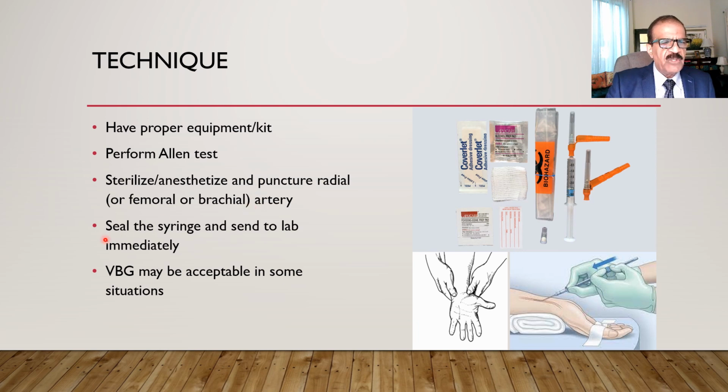Seal the syringe and send it to the lab immediately, because you know atmospheric air has a lot of oxygen and very little carbon dioxide. So if that gets mixed into the sample, oxygen level will increase and carbon dioxide level will reduce, and then all the derived values will also be affected. So the blood gas analysis would not only become unreliable, it would actually be misleading. So you must seal it.